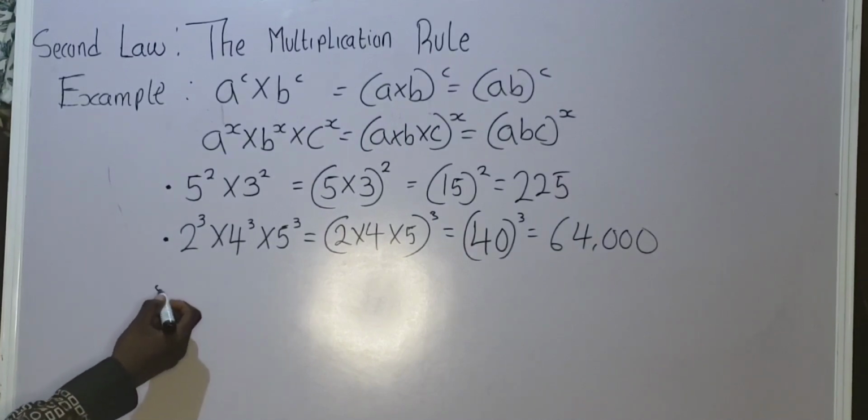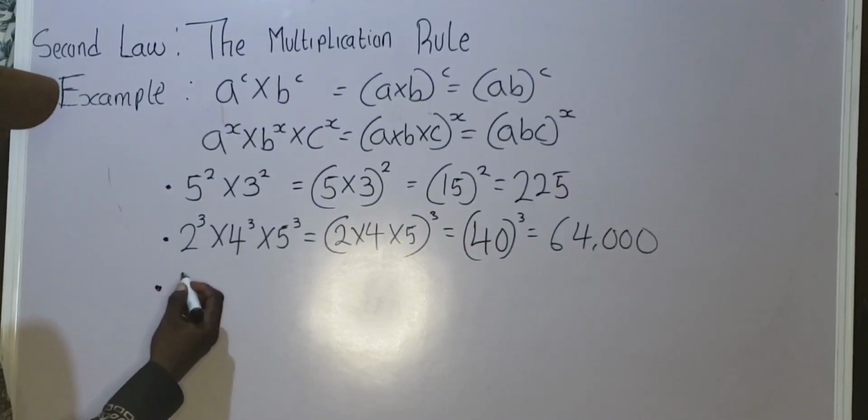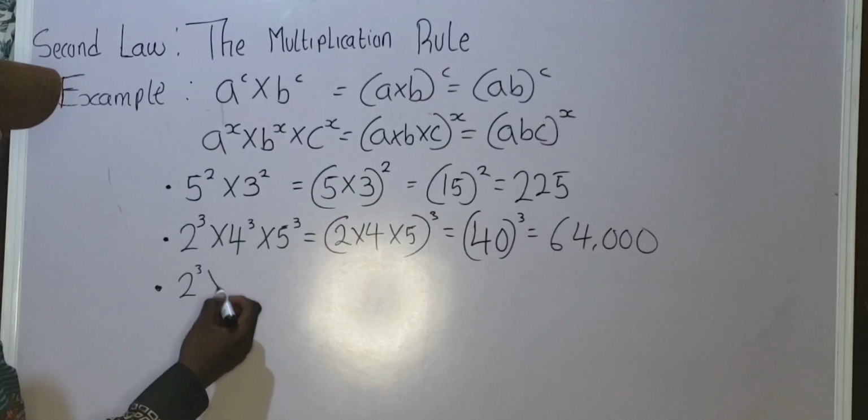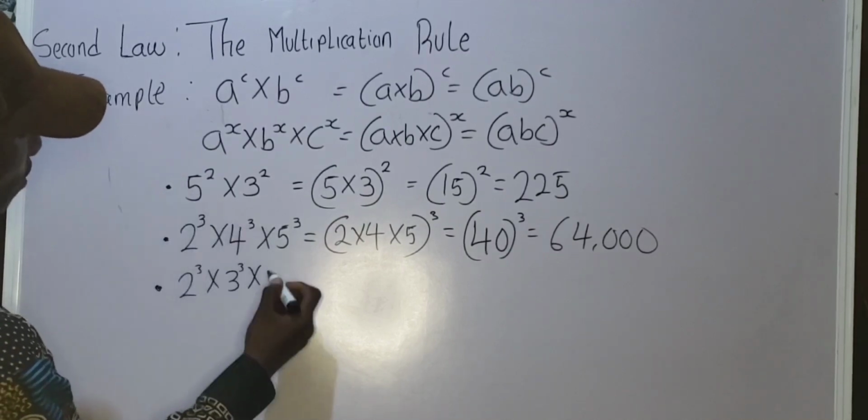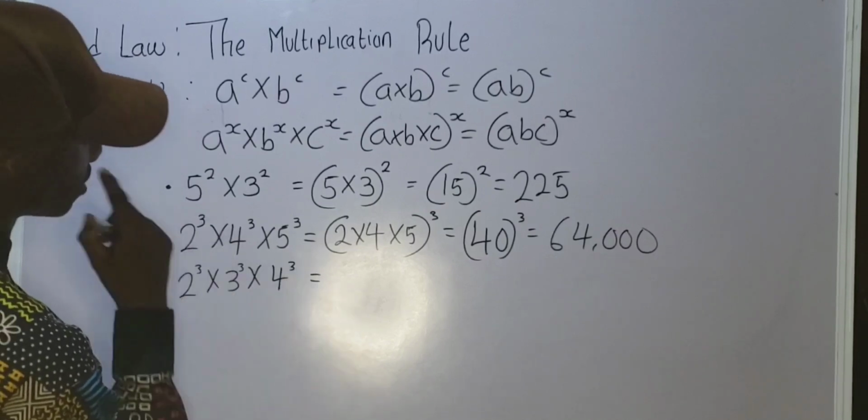Okay, let us have another worked example. Multiply 2 raised to the power of 3 multiplied by 3 raised to the power of 3 multiplied by 4 raised to the power of 3. You understand?